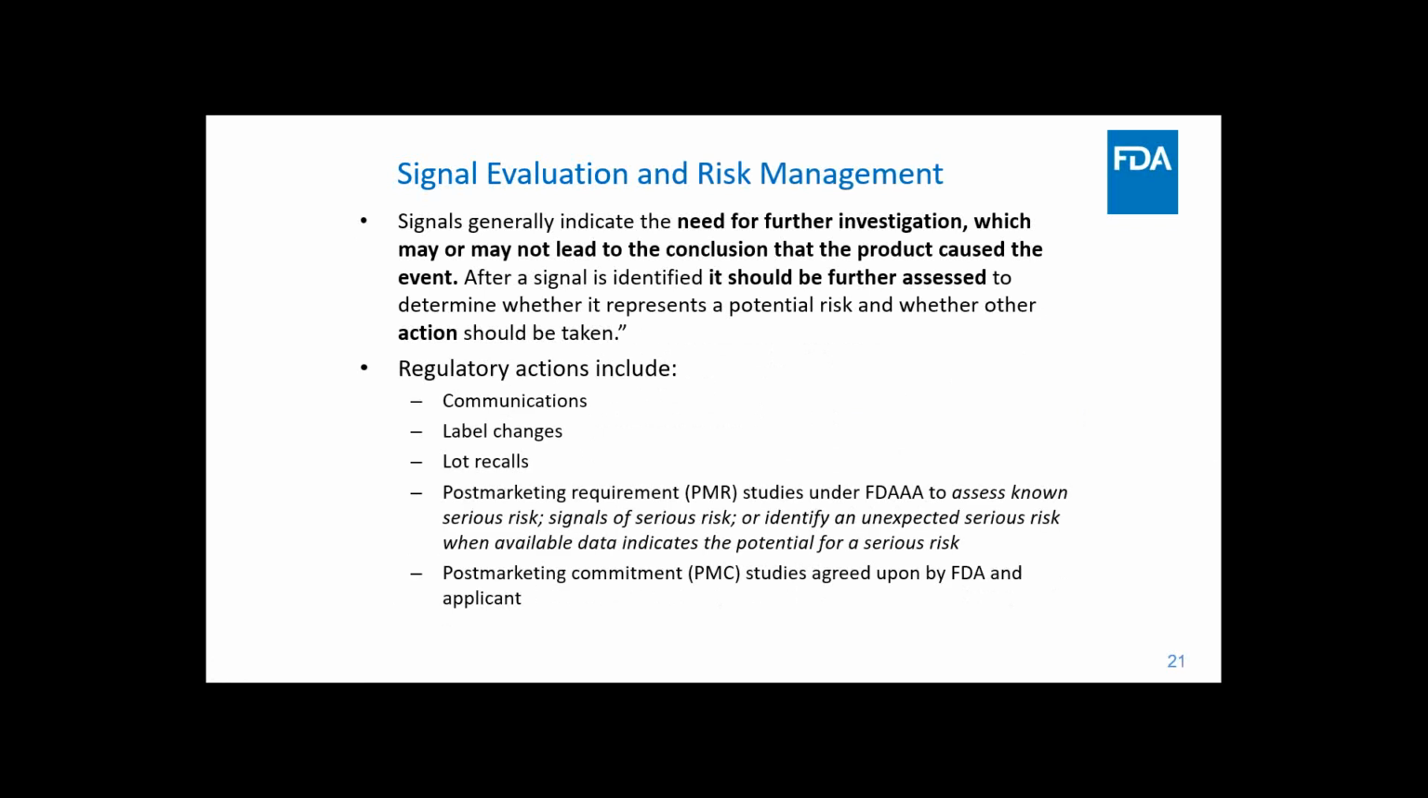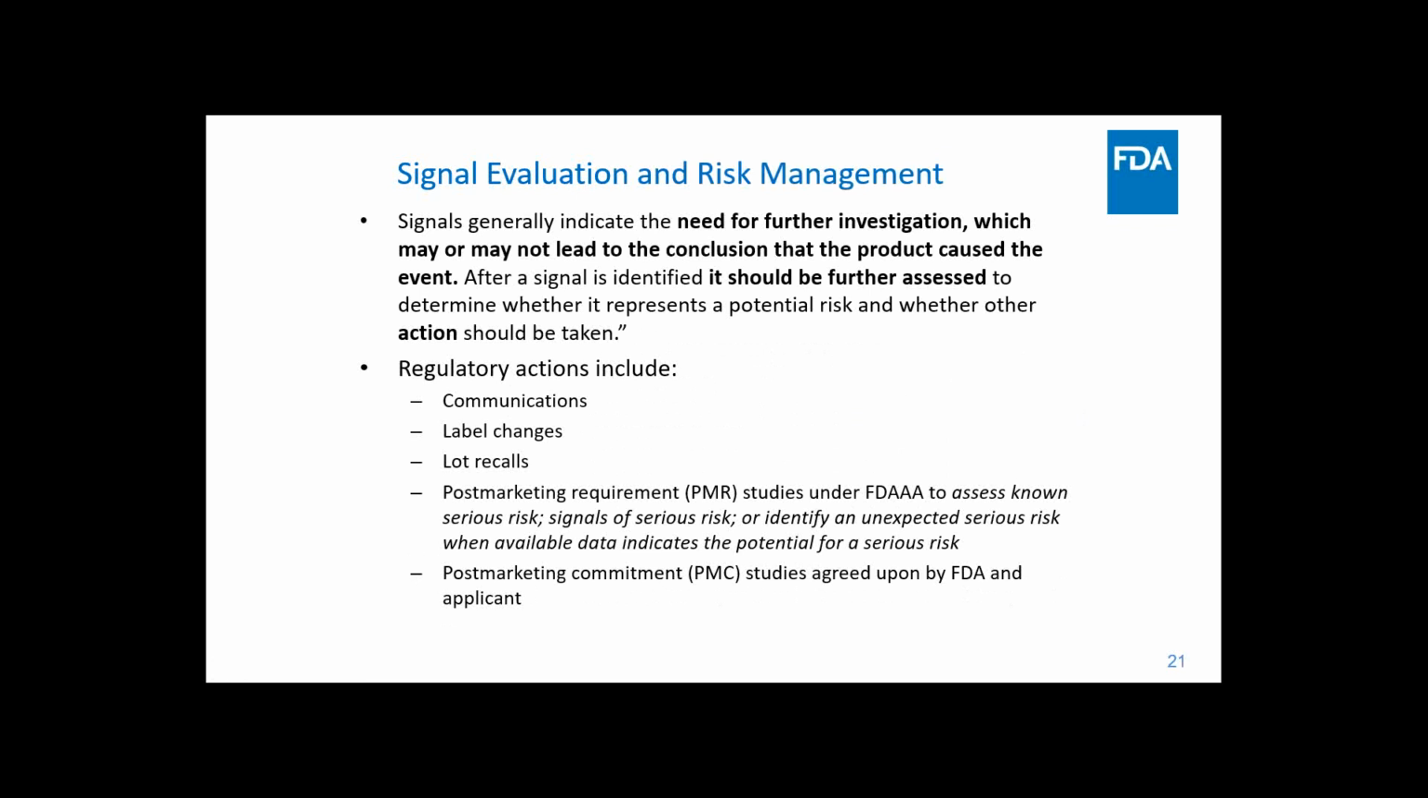And from the FDA perspective, here are some of the regulatory actions. They can include communications. We've had quite robust communications with the COVID-19 vaccines and any potential safety issues. We can change the label, or in the case of the EUA, the fact sheets, and provide additional information to the vaccine recipients and vaccine administrators. We can do lot recalls if needed.